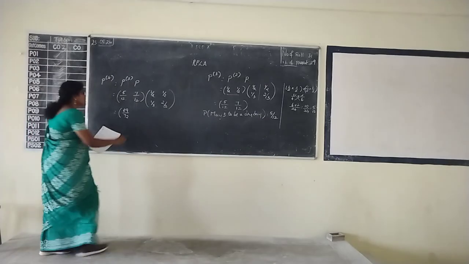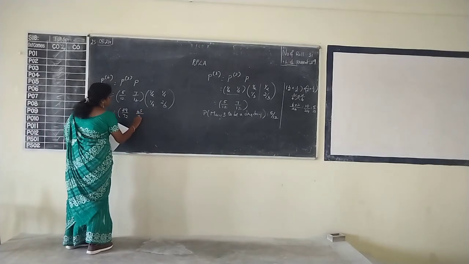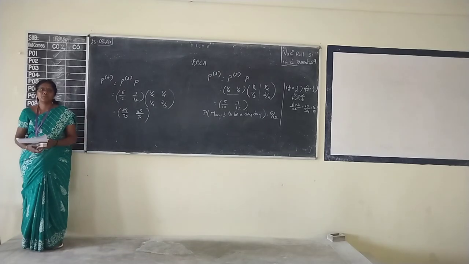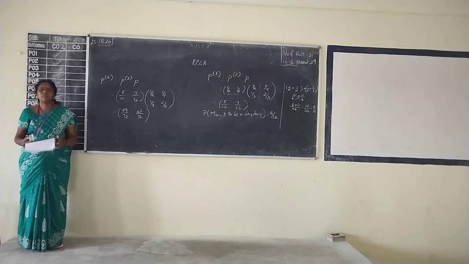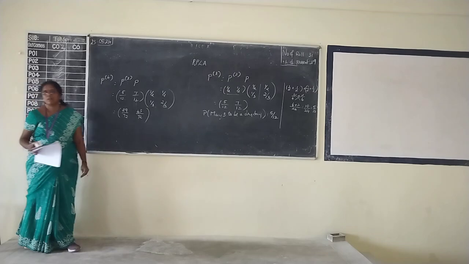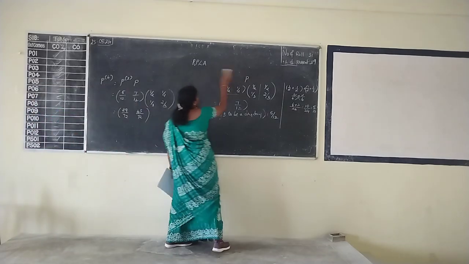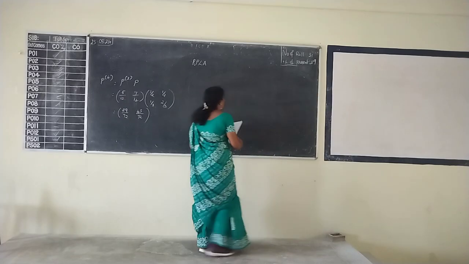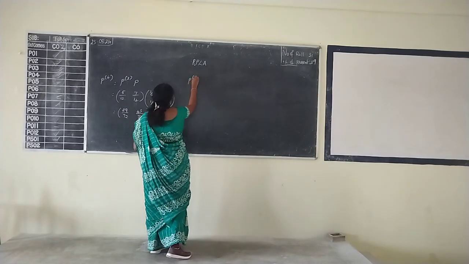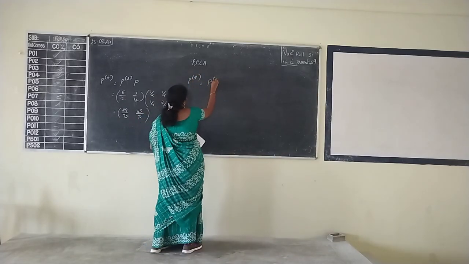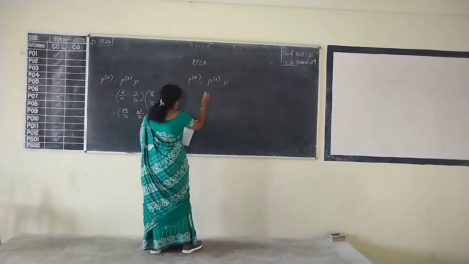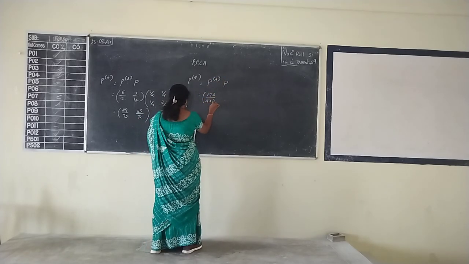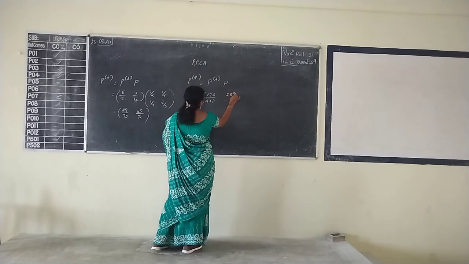So listen, the answer will be 43 by 72. Note down, 43 by 72. Right, next one, P5 is equal to P4 into P. The answer will be 173 by 432, 259 by 432.